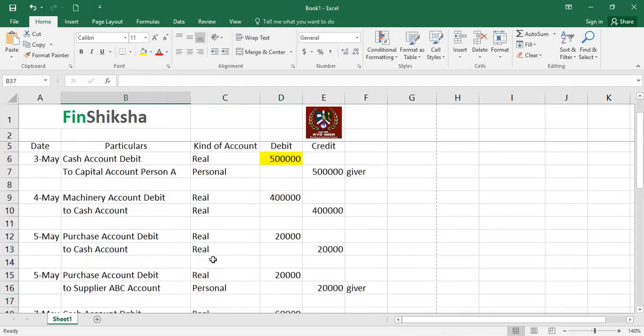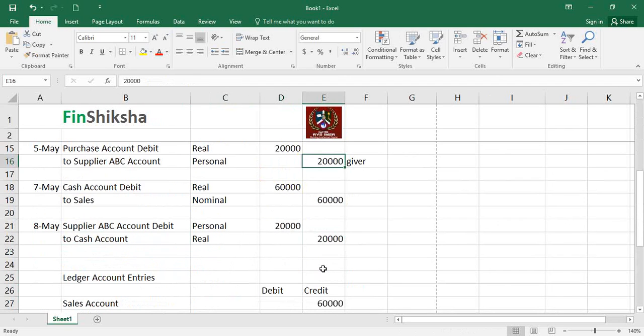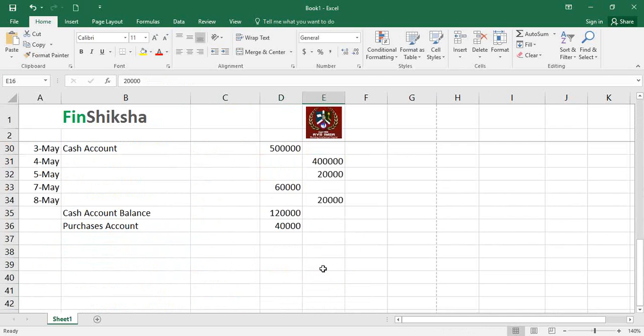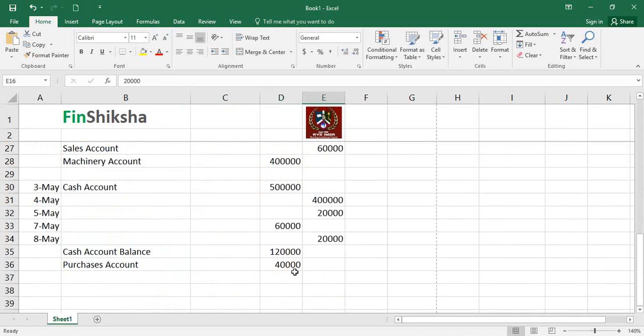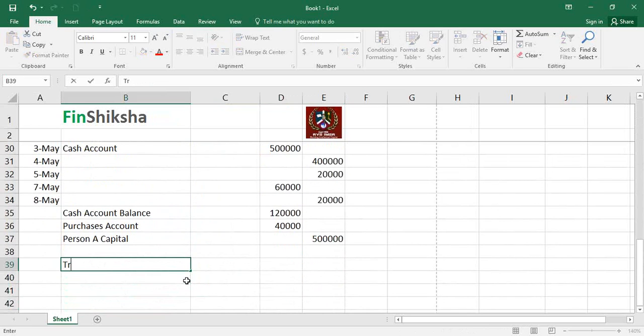Supplier ABC account has matched, 20 came in, 20 goes out, so that has matched to 0, so that will remain 0, right? There is also a person A capital account, and that's 5 lakh rupees debit, right?